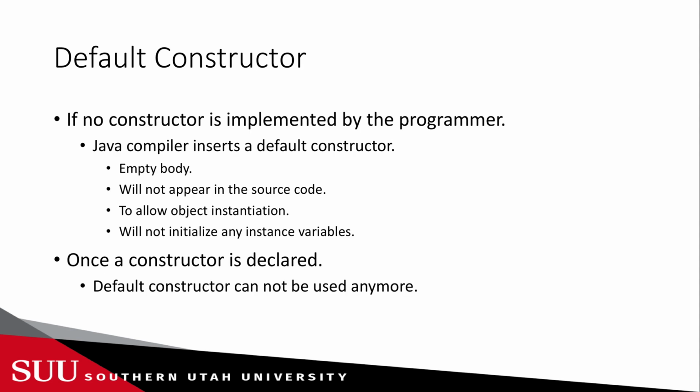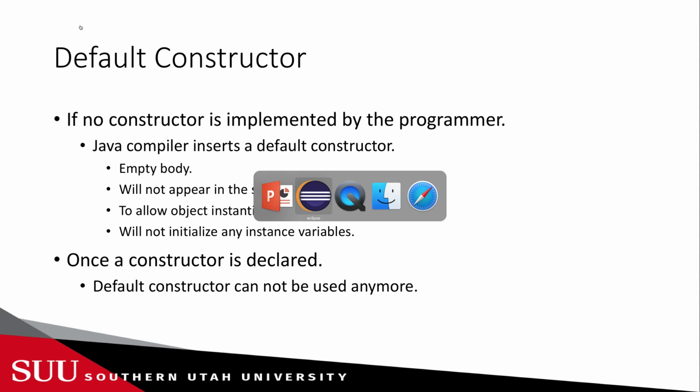So the default constructor is going to be placed there if the programmer does not implement a constructor for that class. The Java compiler will insert a default constructor to make instantiation possible. This will have an empty body. This will not appear in the source code. And again, this will allow object instantiation and will not initialize any of the instance variables that you declare in the class. Now, once we declare a constructor, the default constructor cannot be used anymore.